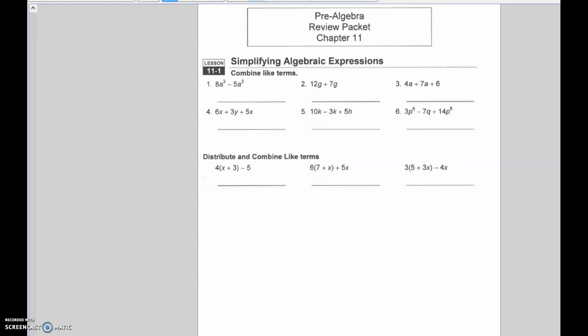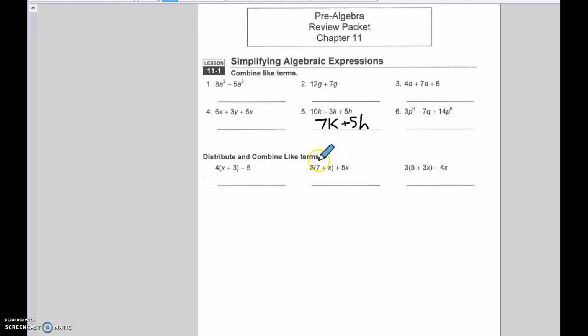So number 5, this is a K and this is a K, but this is H, so I can only combine these two. So I have 10K, and then look to the left, it says minus 3K. 10 minus 3 is 7, and then H is different, so you'll just plop it on at the end, and that's your answer. We cannot solve, we don't know what K or H equals.